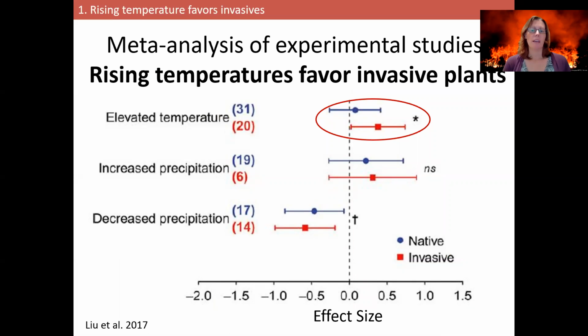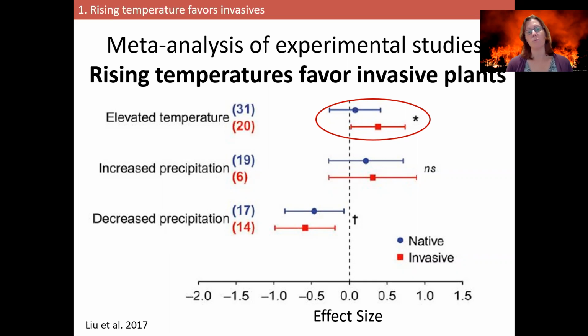There have also been a couple now. So the Sorte paper that you're reading is one of them. There's also the Liu paper from a couple of years ago that have done meta-analyses to look at whether invasive species behave differently than native species when exposed to things like increased temperature, increased precipitation, decreased precipitation. So this was a meta-analysis.